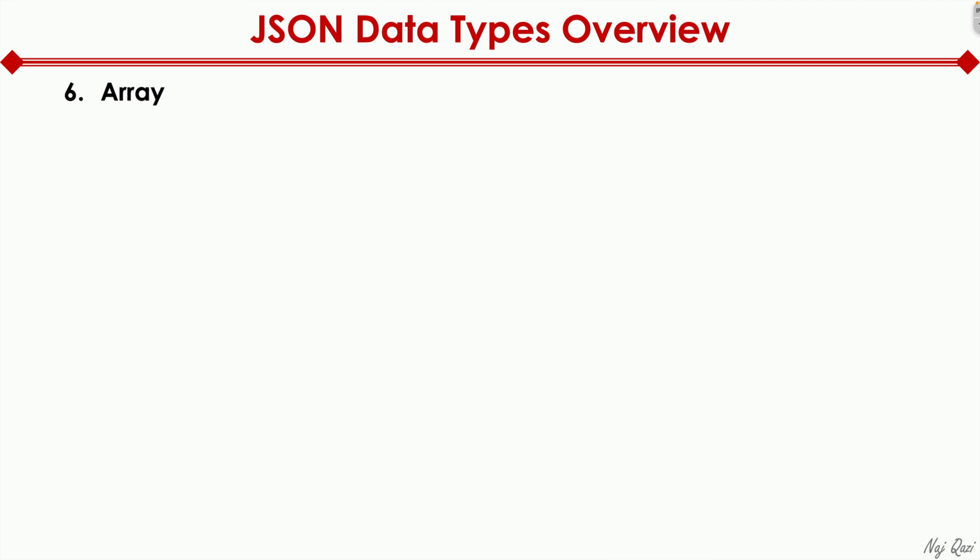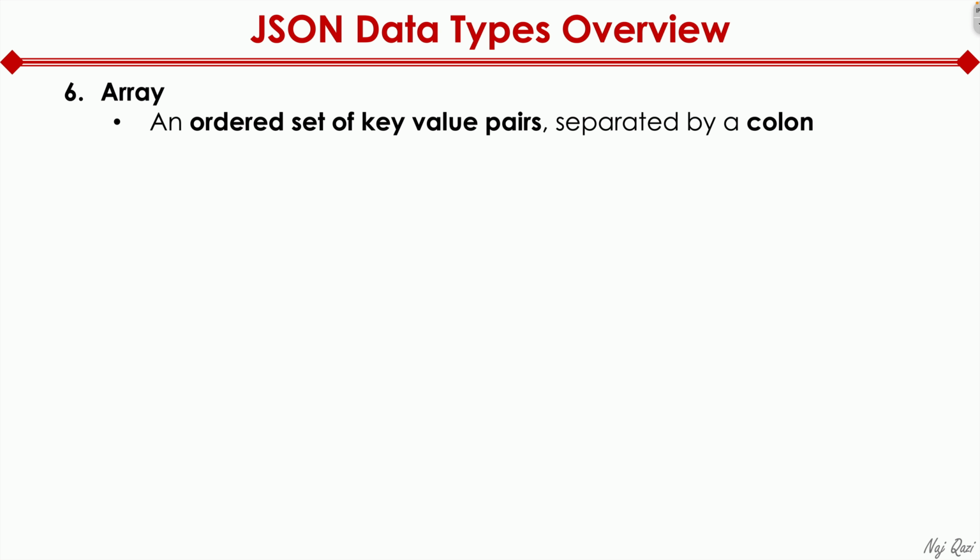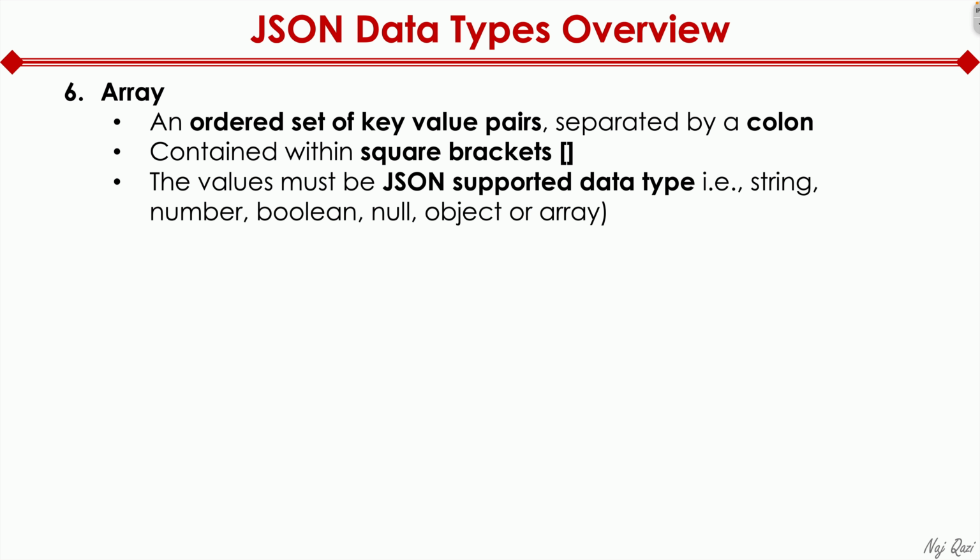Now, the final data type, and this one is a very important one, is an array. An array is an ordered set of key value pairs separated by a colon. However, the difference between an object and an array is that it is contained within square brackets instead of curly brackets. And I'll show you some sample codes to hit this point home.